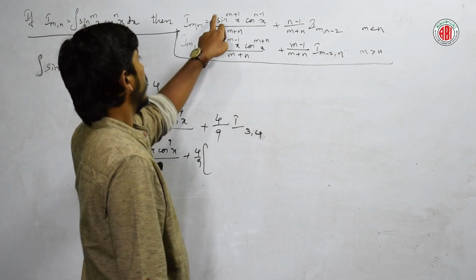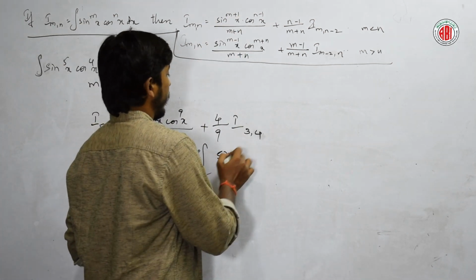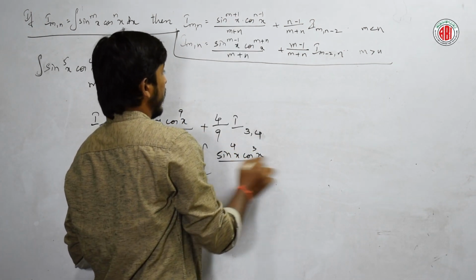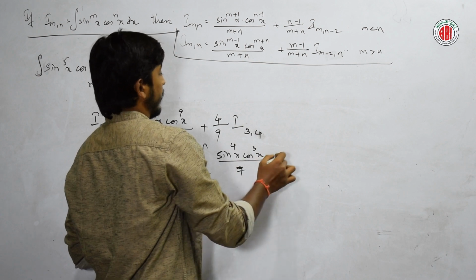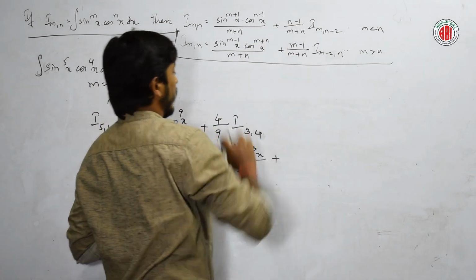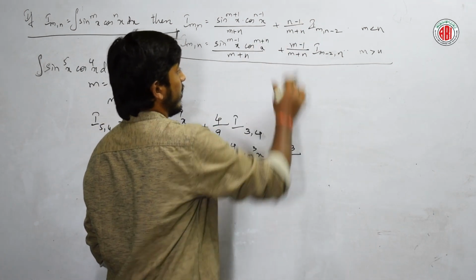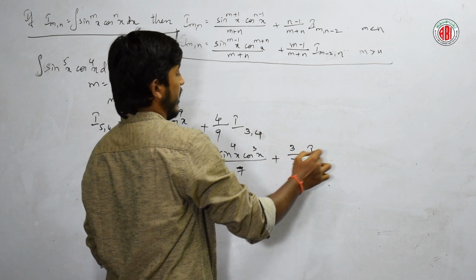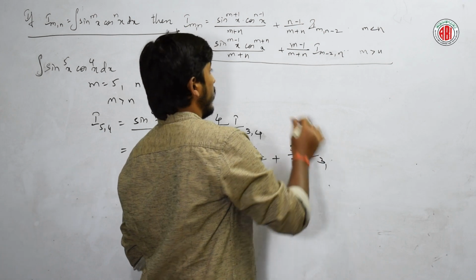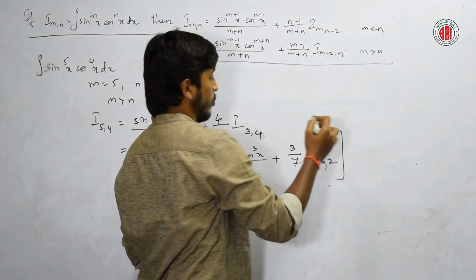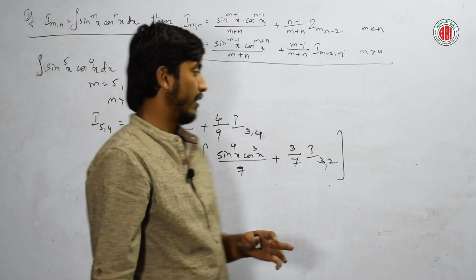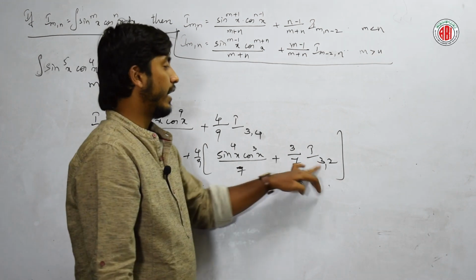How do we do? Sin power 3 plus 1, that is 4x, cos power 3x by 7 plus n minus 1. What is n here? N minus 1 is 3, m plus n is 7. I again m comma n minus 2. What is m? 3 comma 4 minus 2 is 2. Is it clear? Similarly, it goes on simplifying. You can do one more step also. Is it right? 3 comma 2.